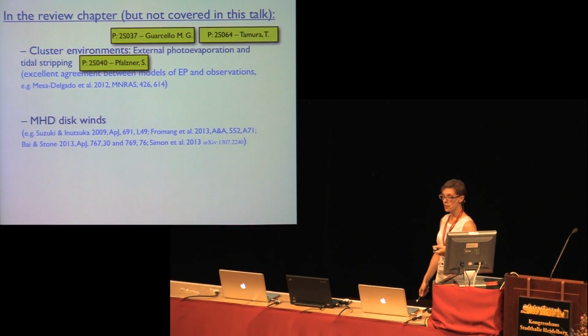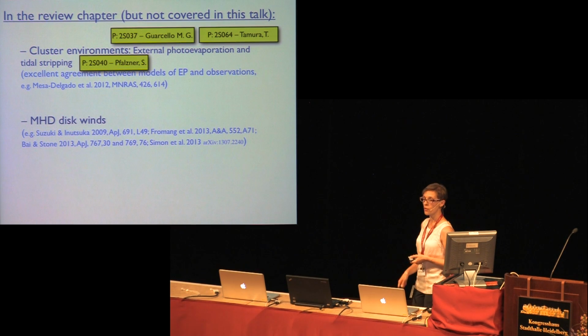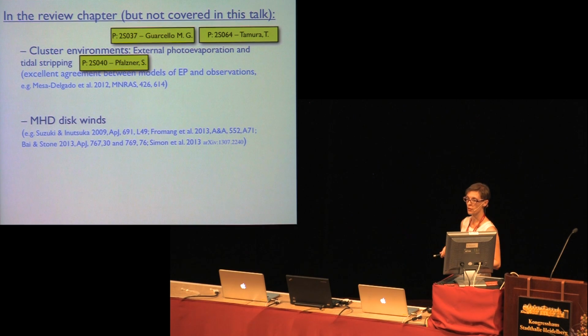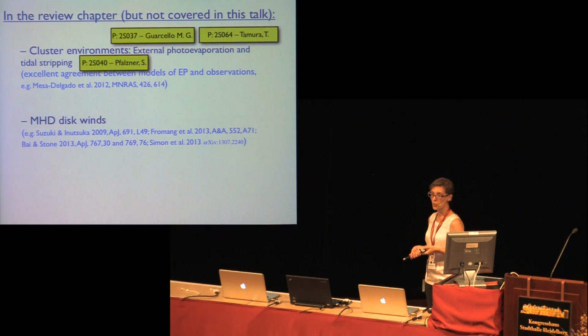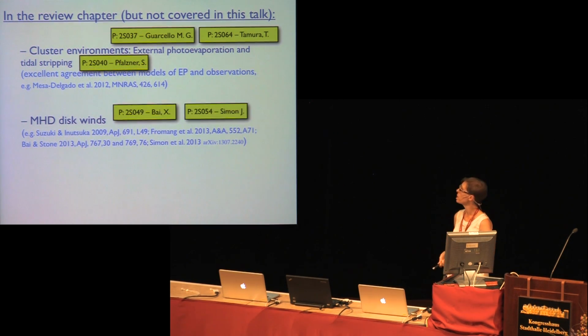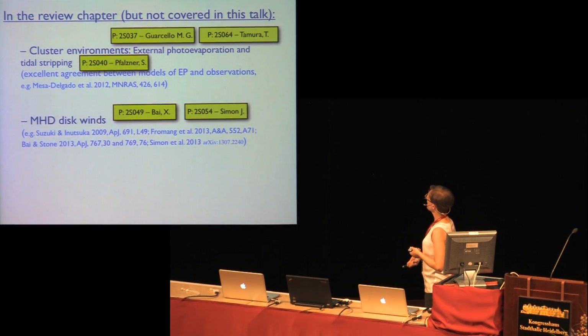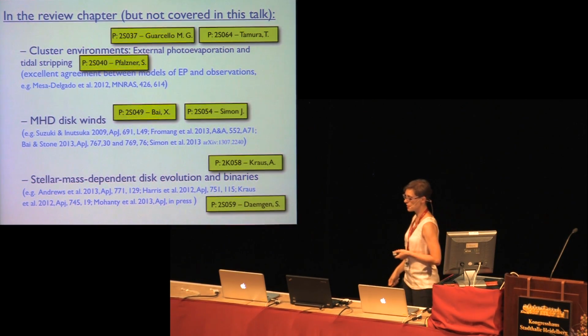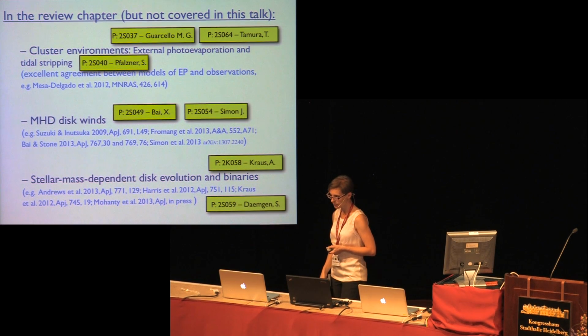Then we heard yesterday about new models of MHD disk winds. We tried to discuss a bit the interplay between photoevaporative winds and MHD disk winds, but some of these simulations still need to be developed further, though they are extremely interesting. And finally, in the chapter, we also point out that wherever we talk about disk evolution and disk dispersal, we need to consider stellar mass dependencies as well as binaries. And there are 2 other posters here that are very interesting.